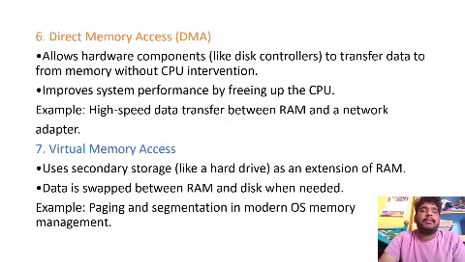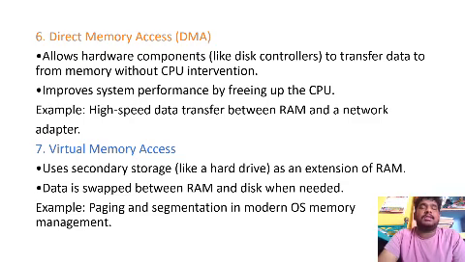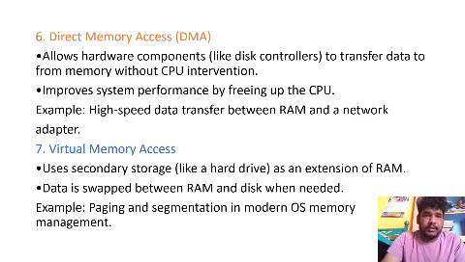Sixth one, direct memory access. It allows hardware components like disk controllers to transfer data to or from memory without CPU intervention, which improves system performance by freeing up the CPU. Example of direct memory access: high-speed data transfer between RAM and a network adapter.